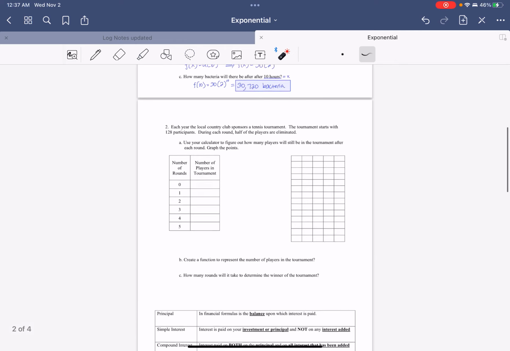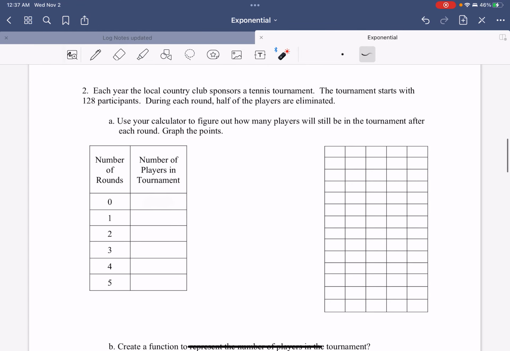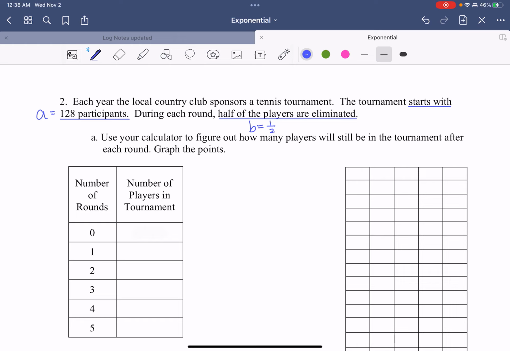All right, so moving on to the next example. Each year, the local country club sponsors a tennis tournament. The tournament starts with 128 participants, and during each round, half of the players are eliminated. So let's go and underline the important pieces of information. So it does say it starts with 128 participants. So your initial value is represented by the variable A. And then it says during each round, half of the players are eliminated. So that will represent B. And if we're getting rid of half, then B will also be 1/2.